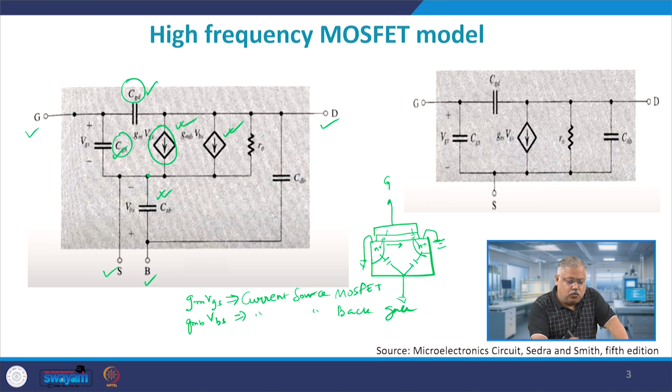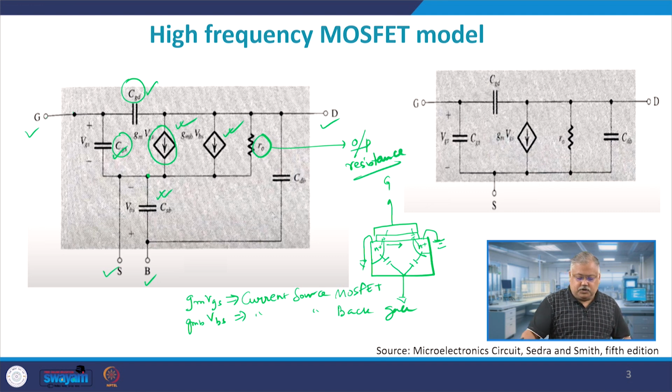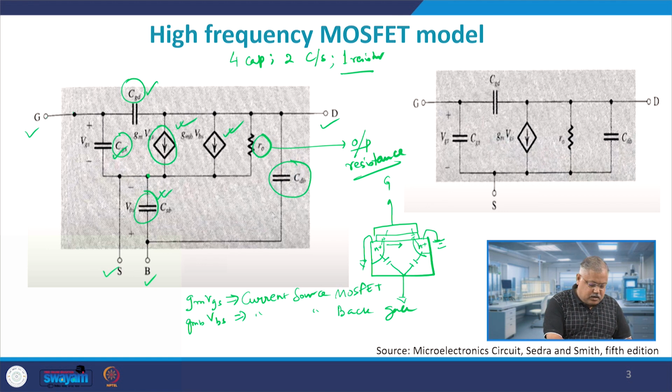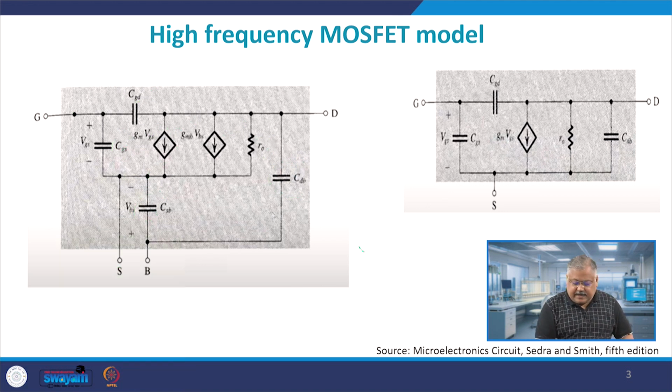Then we have this RO. RO is basically the resistance between drain and the body. It is effectively the output resistance being offered by the device. So, I have 1 capacitance, 2, 3 and 4 capacitances. So, there are 4 capacitors, 2 current sources and 1 resistor in this basic high frequency model.